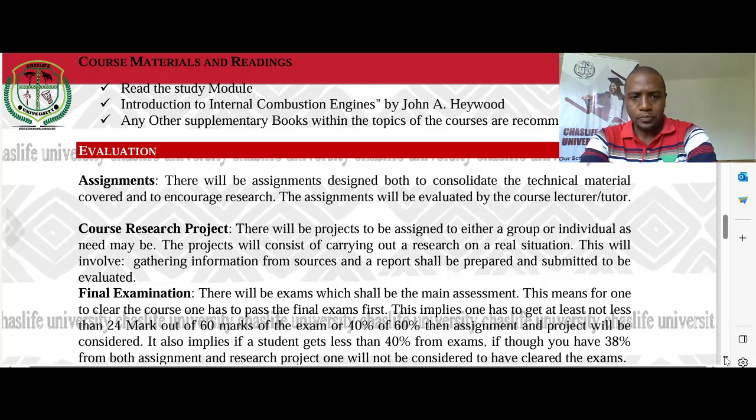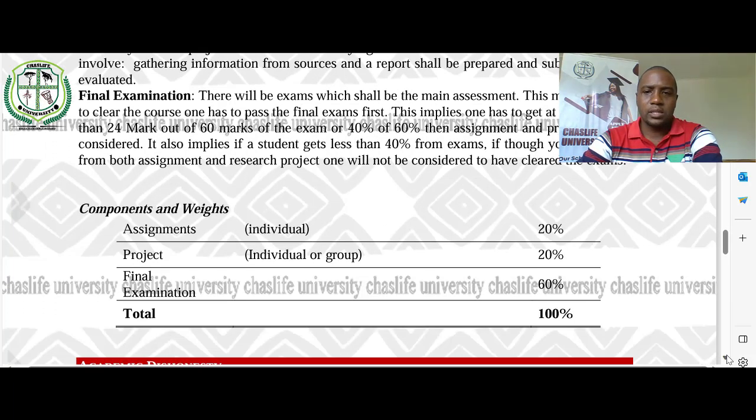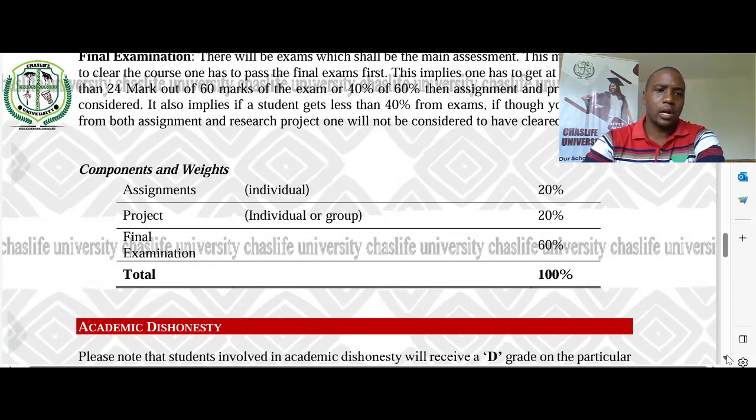Now, our percentages are going to be, for the final exam, we're going to have a 60%, while the assignment and the course research project will take 20% each, therefore bringing us to 100%. So that's just a breakdown of our weighing components.